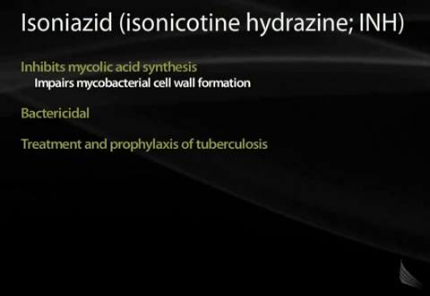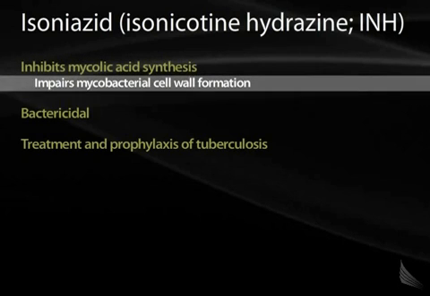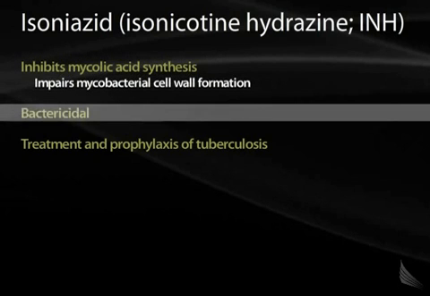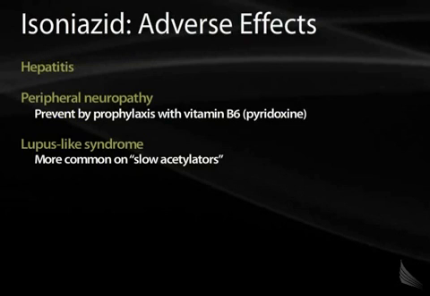Isoniazid, also known as isonicotine hydrazine or INH, is a primary medication that is used to treat tuberculosis. The way it works is by inhibiting mycolic acid synthesis in the mycobacterium, which impairs cell wall formation. It's considered to be bactericidal, and it's used for both treatment and prophylaxis in patients that have been exposed or infected with tuberculosis. There are many adverse effects to isoniazid.